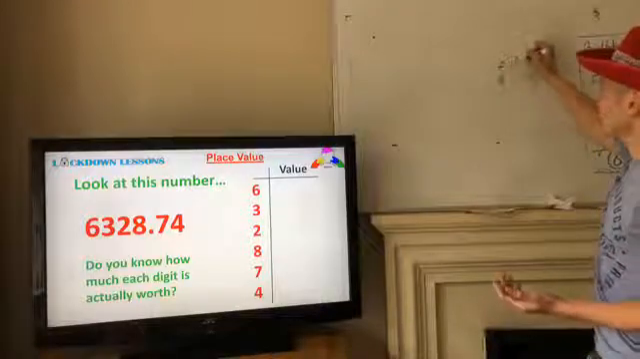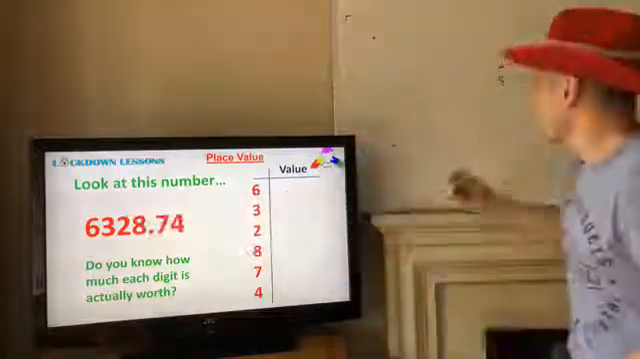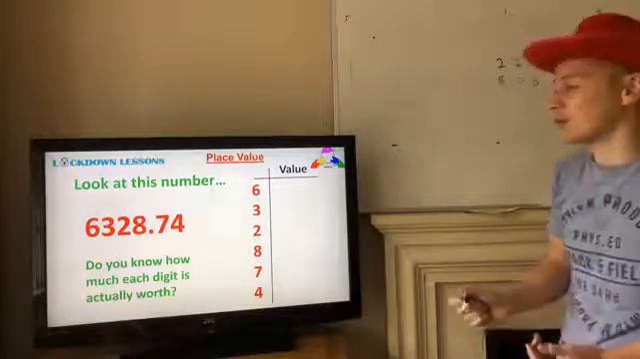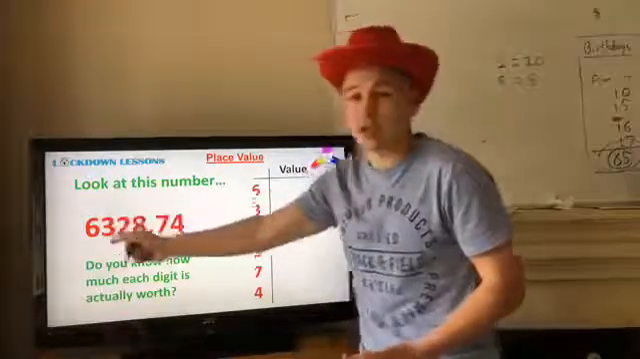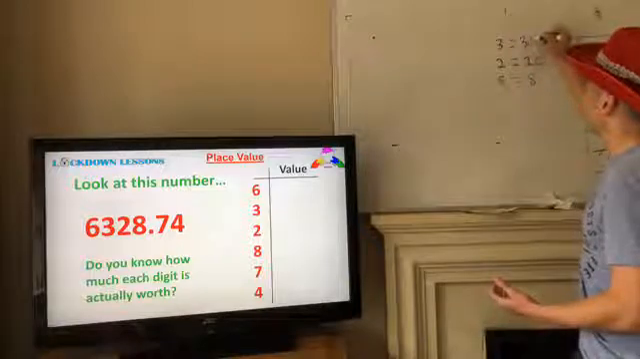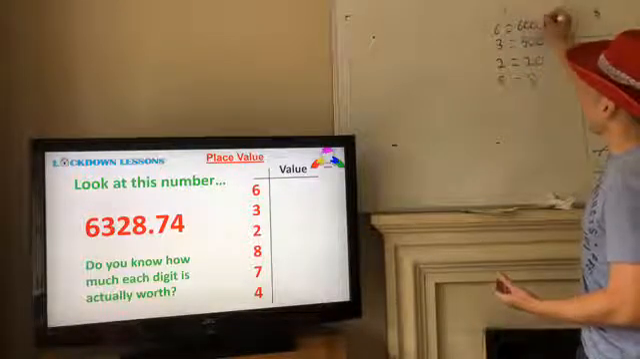The 2 is in the tens column, so that is worth 20, or you could say 2 tens, but I just write down 20. The 3 is in the hundreds column, and we're going to look at this more in a bit. So the 3 is worth 300, and the 6 is worth 6,000.